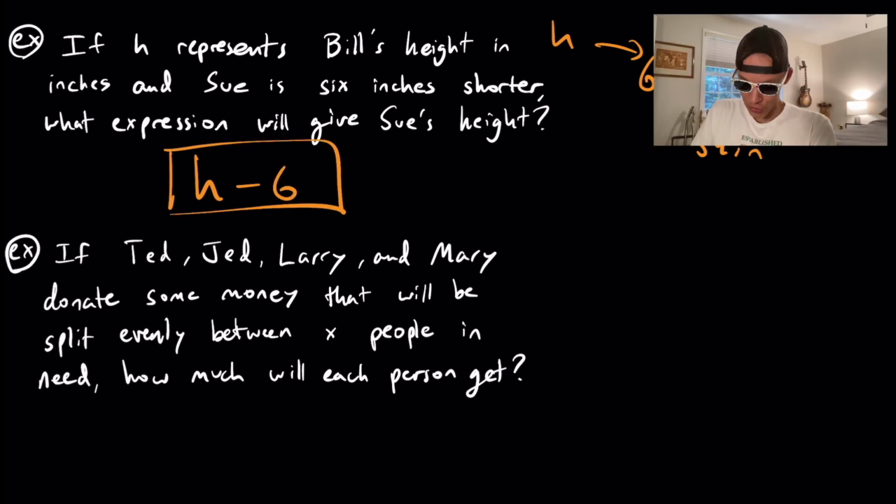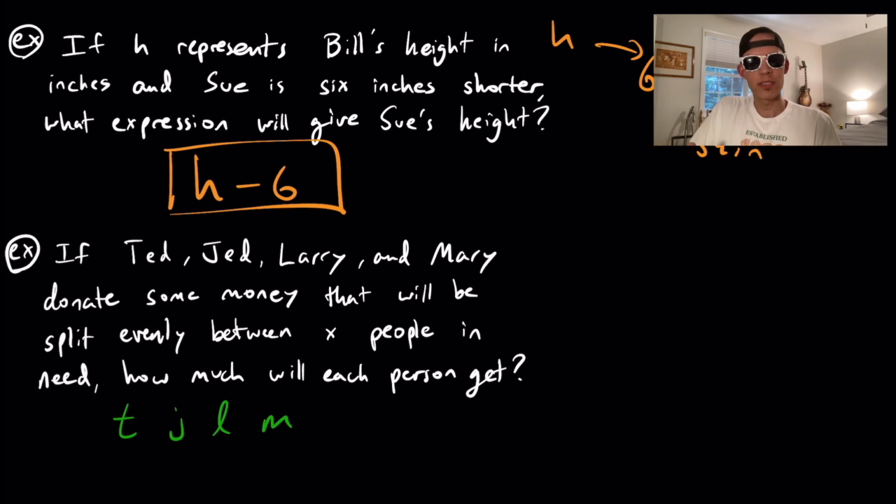All right, if Ted, Jed, Larry, and Mary donate some money that will be split evenly between X people in need, how much will each person in need get? So maybe we can call, they don't give us a whole lot here, but let's just come up with our own variables in this situation. There's nothing preventing us from doing that. We could say T is the number of dollars Ted gives, and then J is the number of dollars Jed gives, and then L for Larry and M for Mary, right?